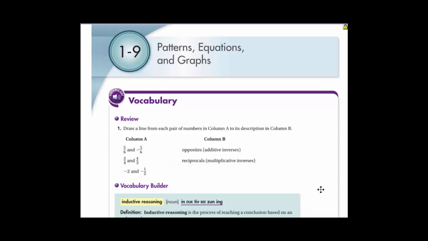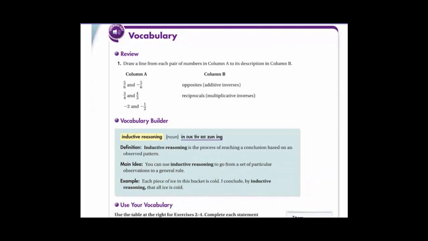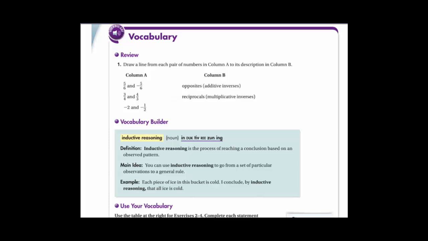To begin with, let's review a couple of vocabulary words that we should already know. We're supposed to draw a line from each pair of numbers in column A to its description in column B. So if you look at the two descriptions in column B, one of them is opposites, or additive inverses, and the other one is reciprocals. So as we think about what those words mean, let's see if we can connect each item in column A to its definition in column B.